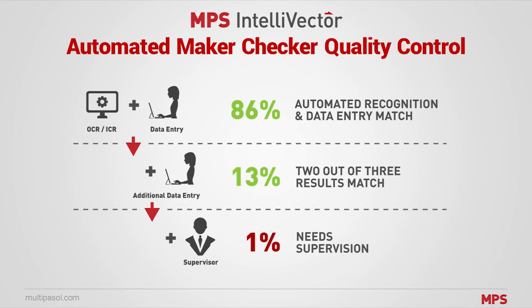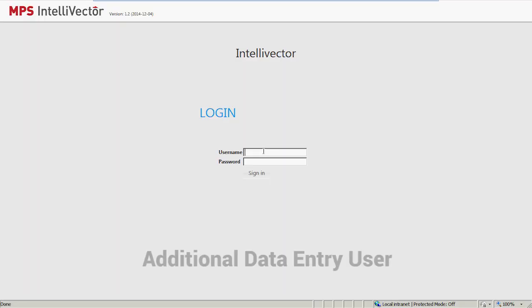Now, after this additional data entry, IntelliVector will compare the 3 results and try to find 2 that match. If there are 2 matching snippet results, the capture process is done and the information enters the business workflow. In practice, this covers 99% of cases. So let's log in as this additional data entry user to take care of the snippets whose values didn't match after automated recognition and data entry.